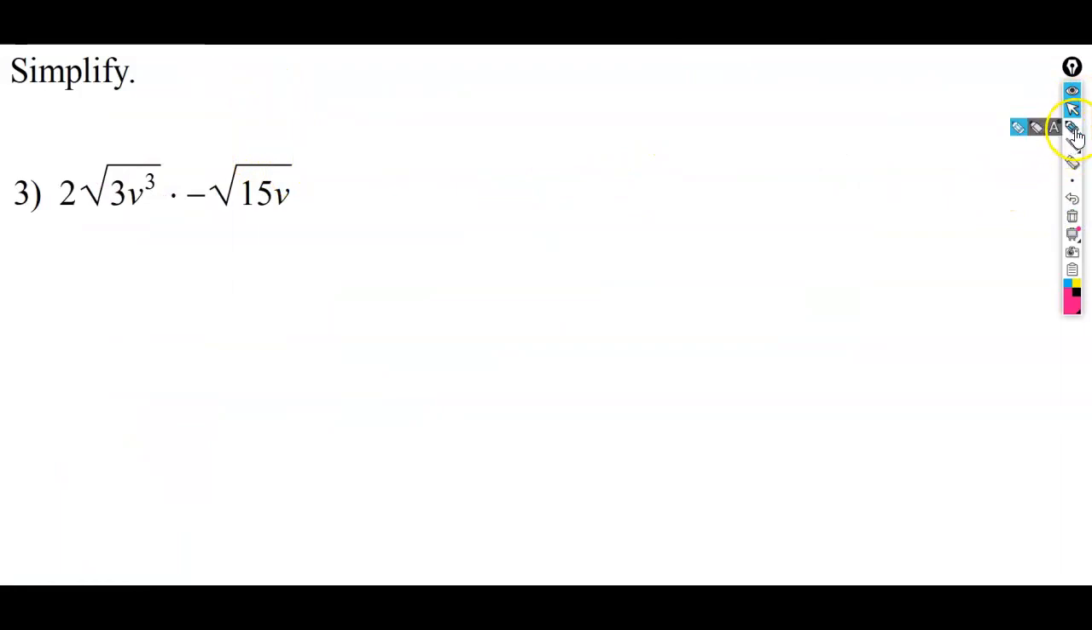So this is multiplying square roots. Multiplying square roots is a lot like just simplifying them. So the first thing that you would want to do is break them down.